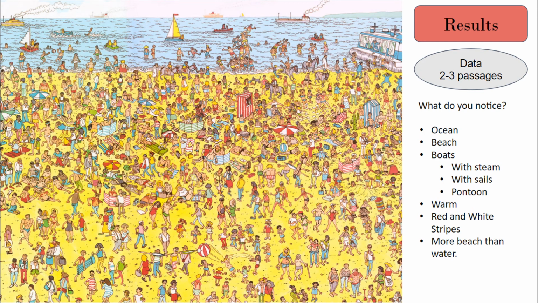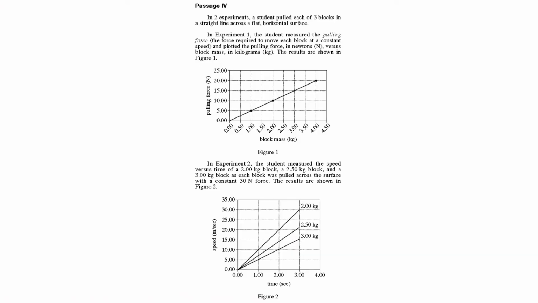All right, our next passage is also a data passage. It's like Where's Waldo again. You're quickly examining the information and then moving on. Passage 4 might look a little bit like a research passage, experiment 1, experiment 2. If you treat it like that and read it a little more carefully, it's not a problem, but you can get through it quickly either way. This is a short one. In the two experiments, students pull 3 blocks in a straight line across a flat horizontal surface. The first one looks at pulling force and block mass, and the second one looks at speed and time, and then you move on to the questions.